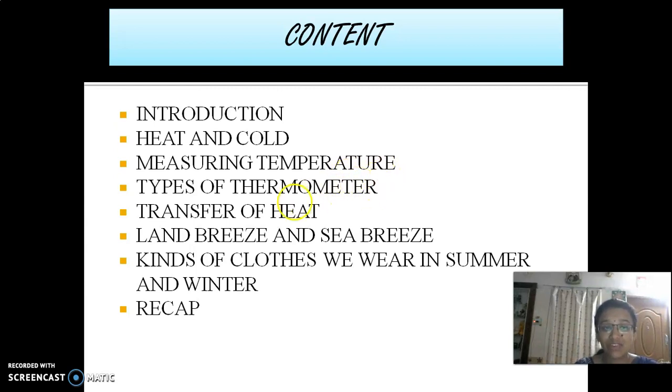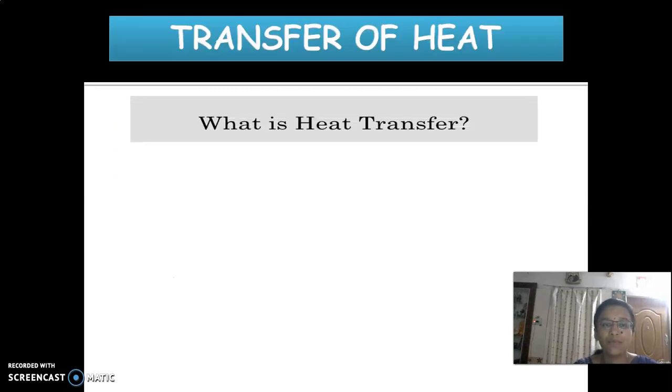Now in this class we will be revising about the transfer of heat, land breeze, sea breeze, and the kinds of clothes which we wear in summer and winter. So the work I am going to give you is, you are going to make a mind map of this lesson. I have said this already, yes or no? You are going to make a mind map of this lesson, which will be helpful for you in the preparation of exam.